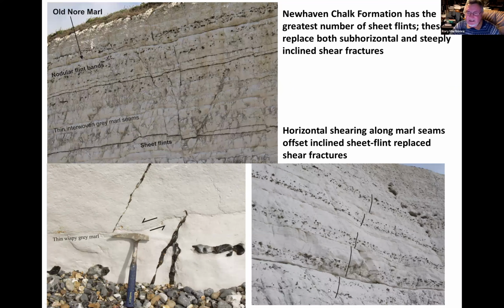Now on this picture here, you can see each Marl seam has offset the fracture. So there's a lot of movement taking place in the chalk, and that movement is being enhanced by the fact that you've got these weaker zones, these Marl seams, where the stresses are focusing within the rock mass, and that's where you're getting your main movement taking place. And then in this particular case, you're getting a whole series of fractures developing as the rock moves. Here you can see the sheet flint on a fracture has been offset by movement along even a very tiny, thin grey Marl seam.